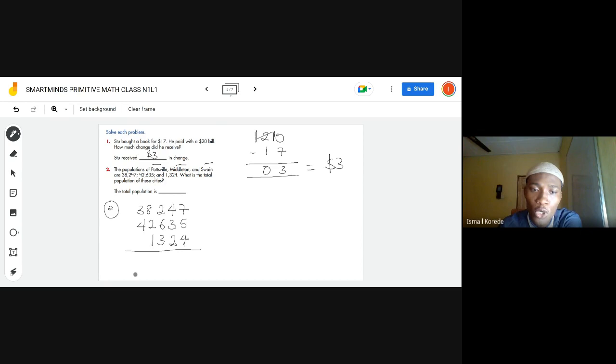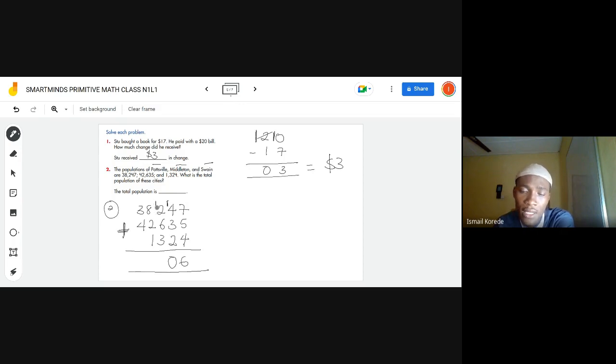Then we have to show the operation we are performing. The operation we are performing is addition, because we want to know the total population of people in these cities. So 7 plus 5 is 12. 12 plus 4 is 16. So we write the unit 6 and carry the tens to the next digit. 4 plus 1 is 5. 5 plus 3 is 8. 8 plus 2 is 10. So we write the units and carry the tens to the next digit.